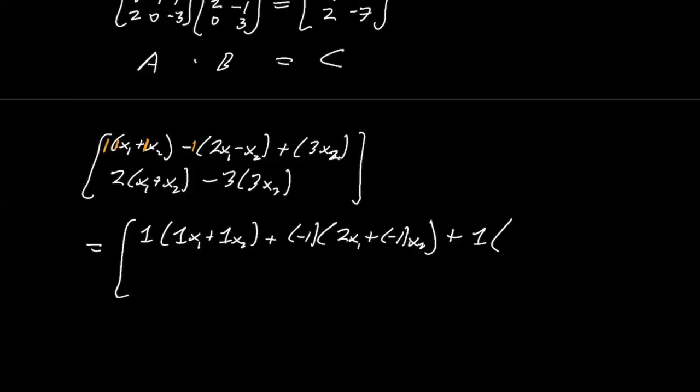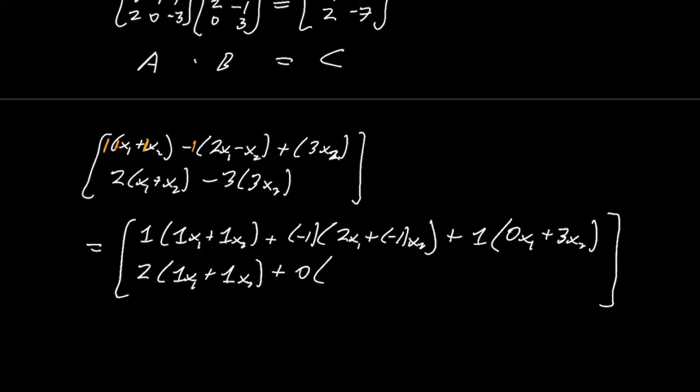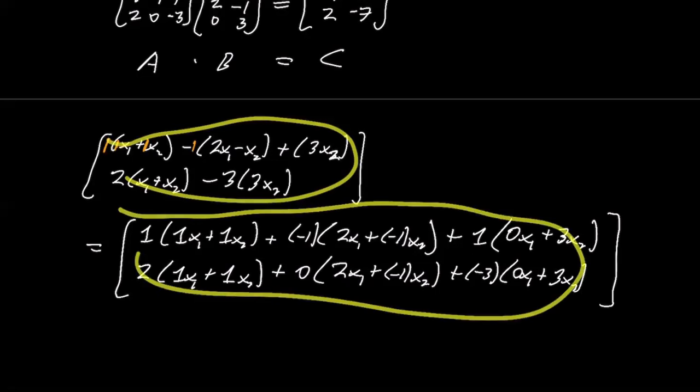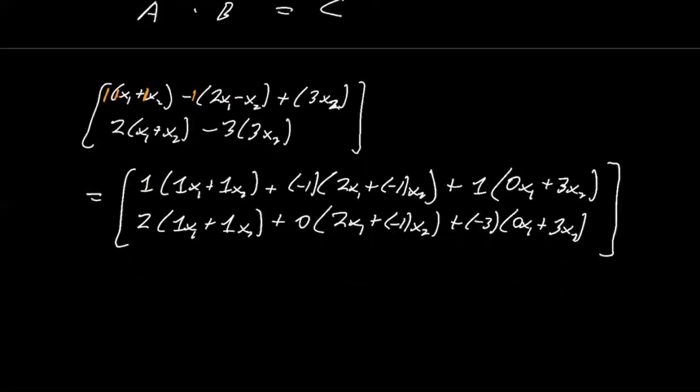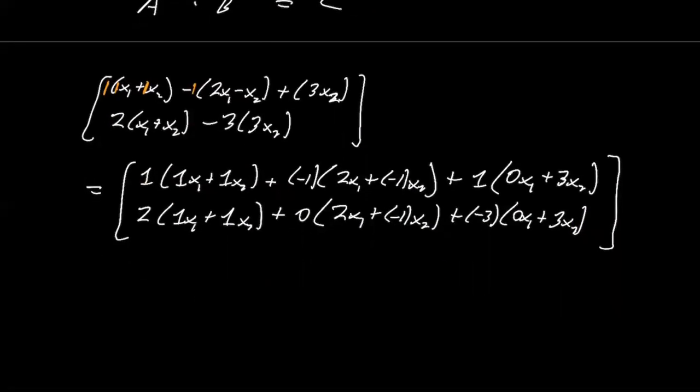And so this was back to here, 0 times x1 plus 3 times x2. And then here we had 2 times (1 times x1 plus 1 times x2) plus 0. I'm going to put this very explicitly in here: 2 times x1 plus -1 times x2, plus -3 times (0 times x1 plus 3 times x2). I'm just recopying all of this, being super explicit, putting all the coefficients in very carefully. The reason is that you're going to rearrange. I really want everything that's a coefficient of x1.